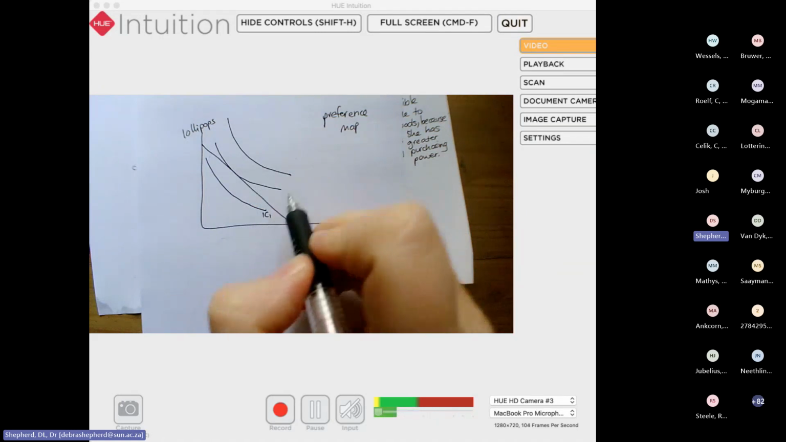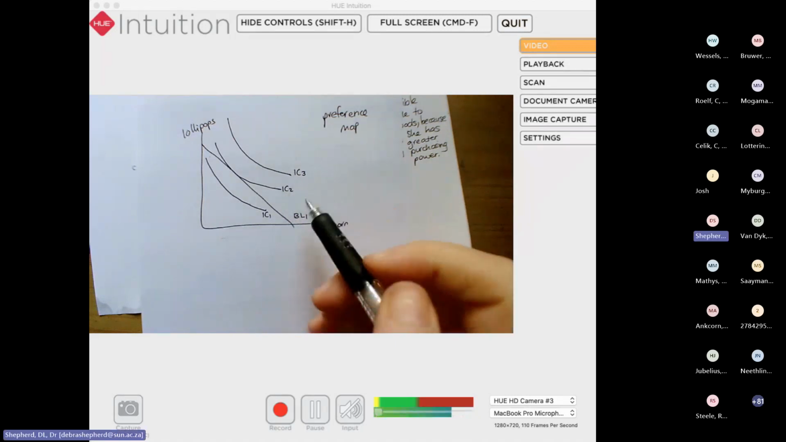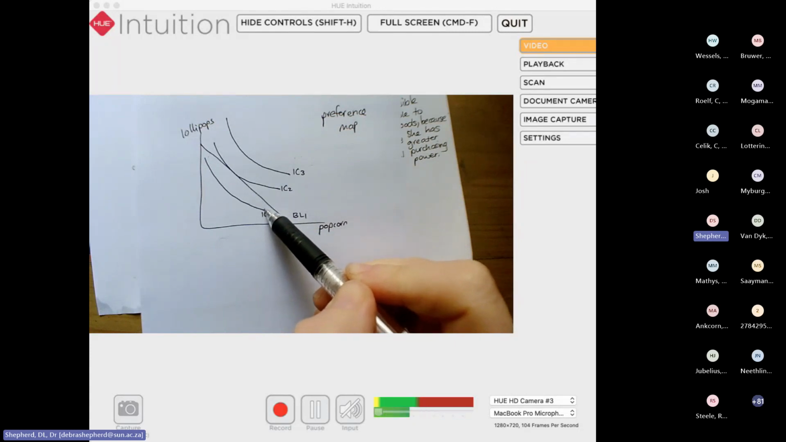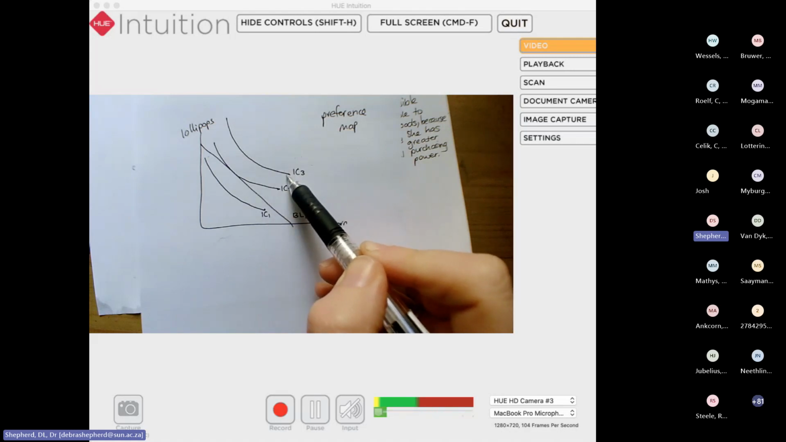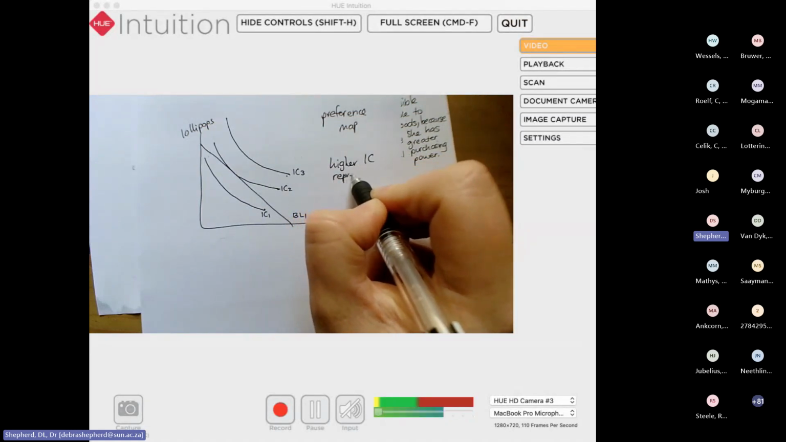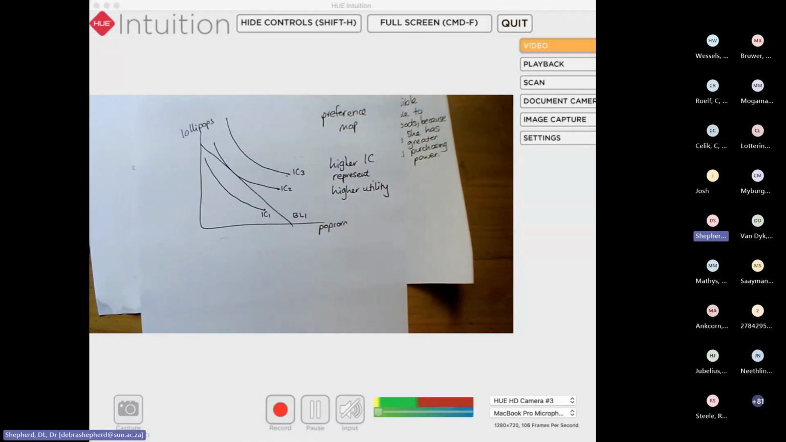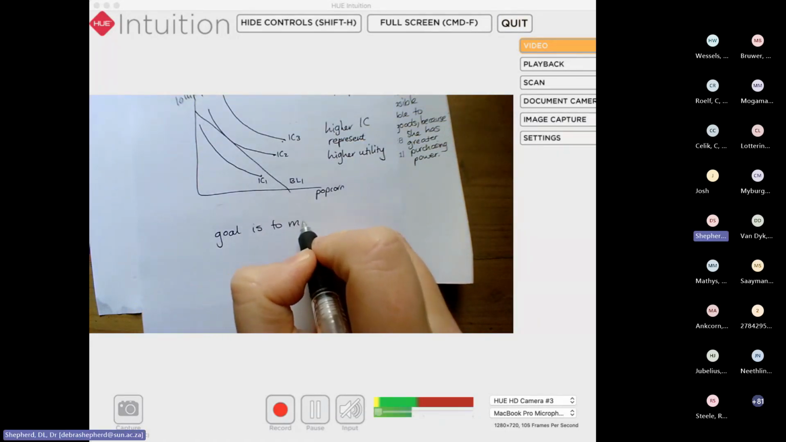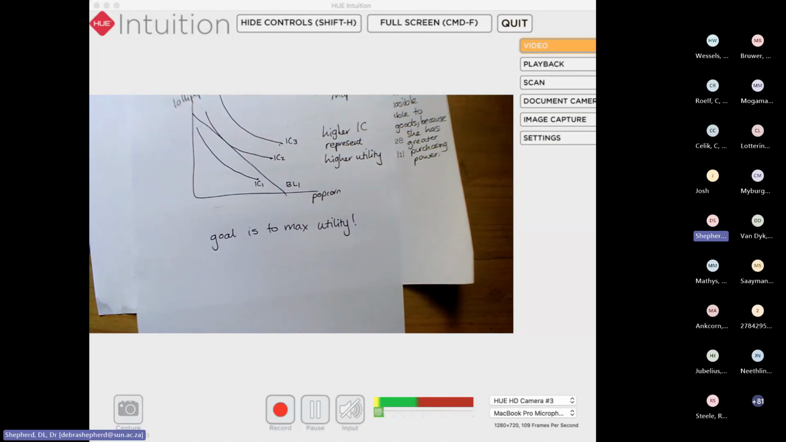So what we have here is 3 indifference curves. I would say that any point on indifference curve 1 gives less utility than any point on indifference curve 2, which gives less utility than any point on indifference curve 3. So higher indifference curves represent higher utility. And as a consumer, our goal is to maximize our utility. That is the goal.